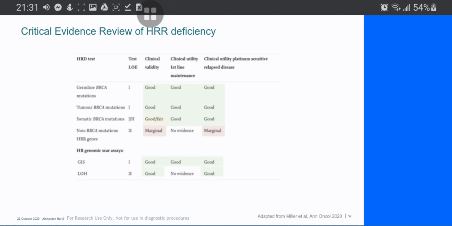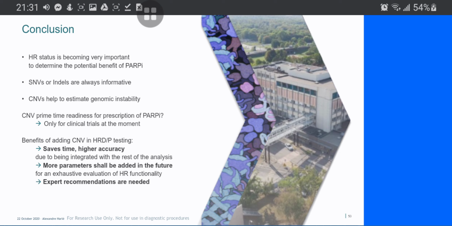So to conclude, HR status is becoming very important to determine the potential benefit of PARP inhibitors. The SNVs or indels are always informative. The CNVs help to estimate genomic instability. CNV prime time readiness for prescription of PARP inhibitors: I guess it's only for clinical trials at the moment because it depends on the country you're working in. But most of the time, the approvals of the drugs now are based on the BRCA status and are not labeled for HR-based prescription.